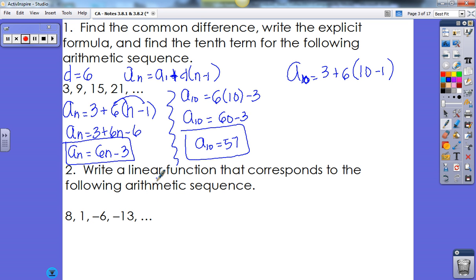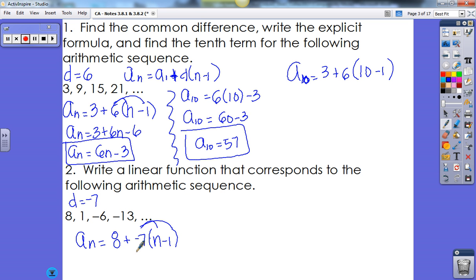This one asks me to write a linear function that corresponds to this sequence. Basically, it's asking me to do the same thing I did right here. So I'm going to plug in what I know, and then I'm going to simplify it. Looking at this, my common difference, it's going down by 7 every time, so I'm subtracting 7. So when I plug that in, I end up with my first term is 8. My common difference is negative 7, and then I've got n minus 1.